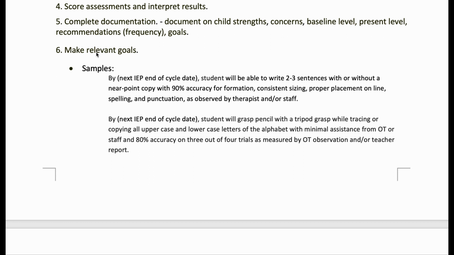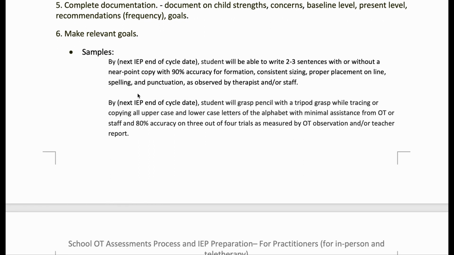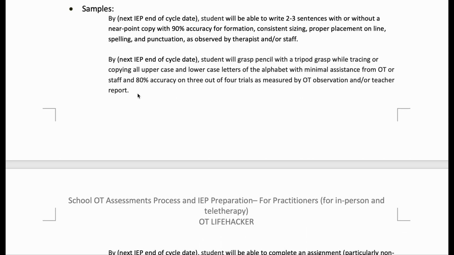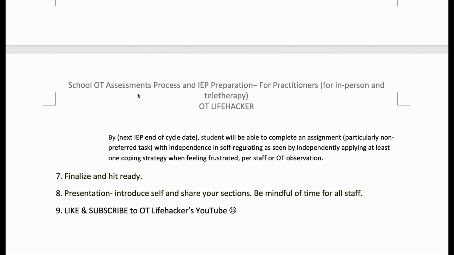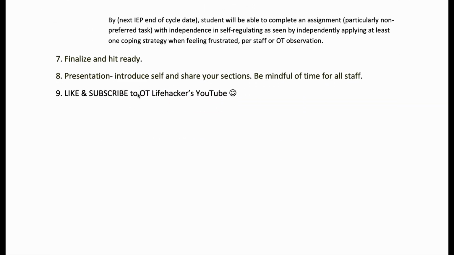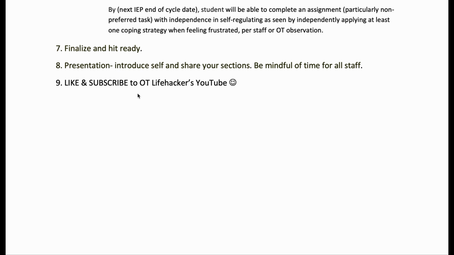Then number 6, make relevant goals. So here are some samples of goals that I have made in the past for fine motor, for the type of grasp, writing, and sensory regulation, self-regulation. Now again, this resource will be available, so you'll have these samples, and know that you again will be able to adapt your goals appropriately to what your school is looking for and to what meets your child's needs. Your school may also have goal banks, OT goal banks for you that you can access. So be sure to ask them for that.